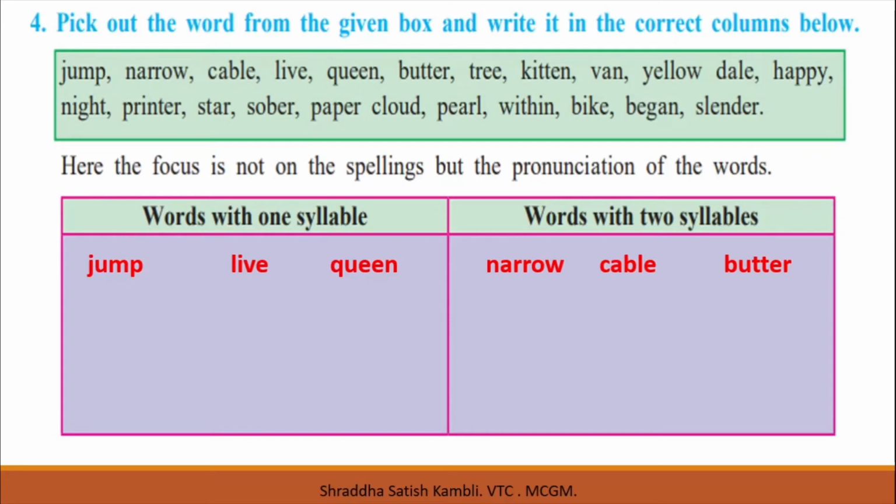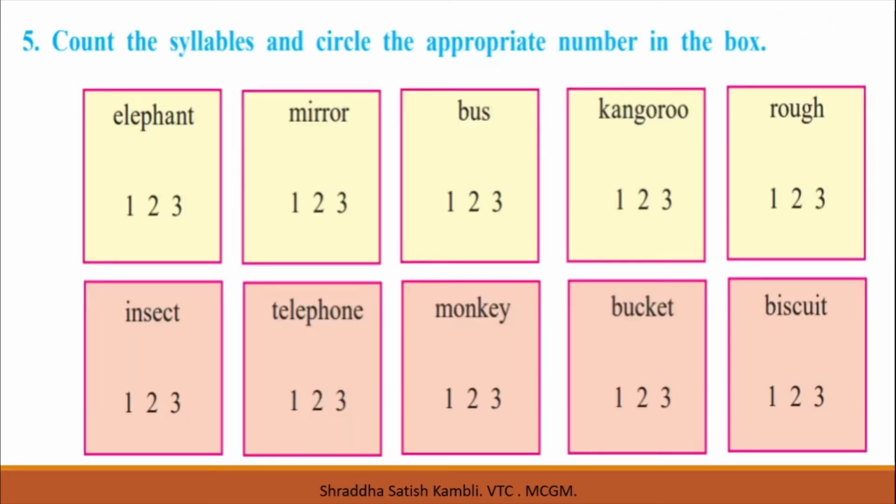Okay, moving on, let's go to the next exercise here. So you're supposed to count the syllables and you're supposed to circle the appropriate number in the box. So see, elephant.